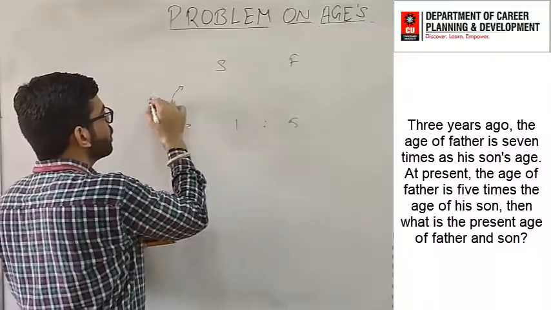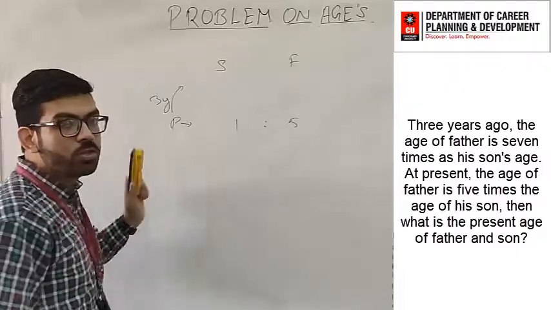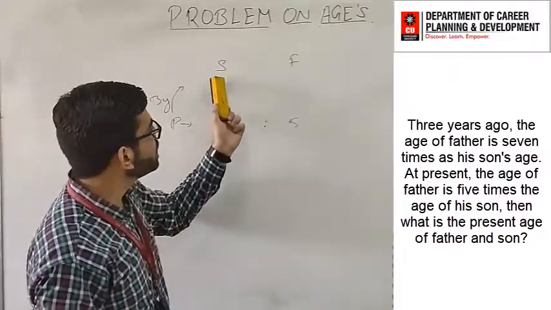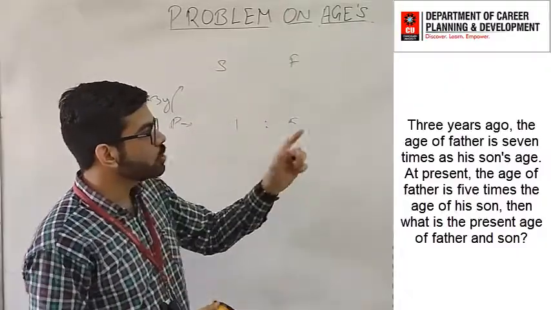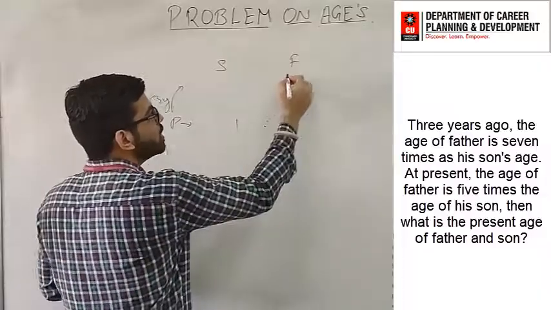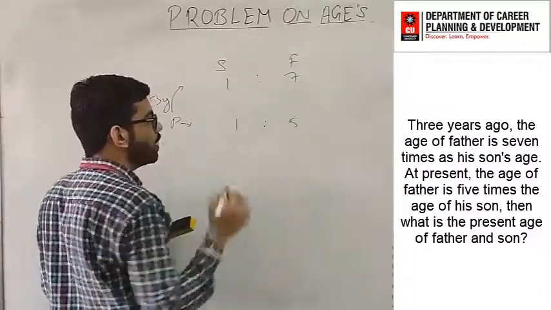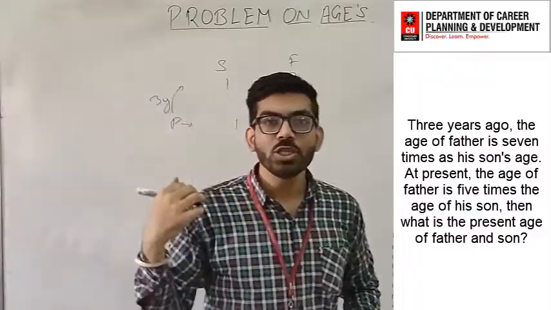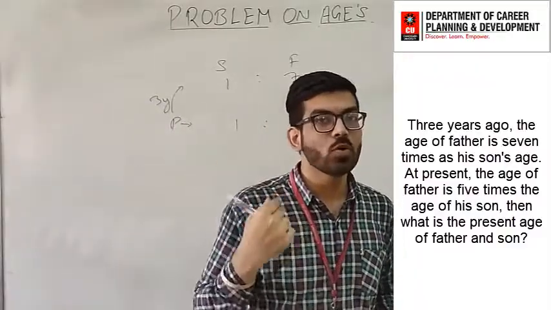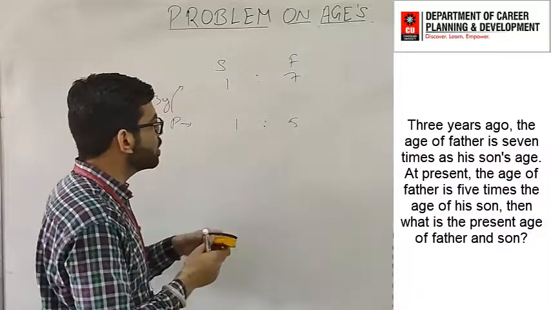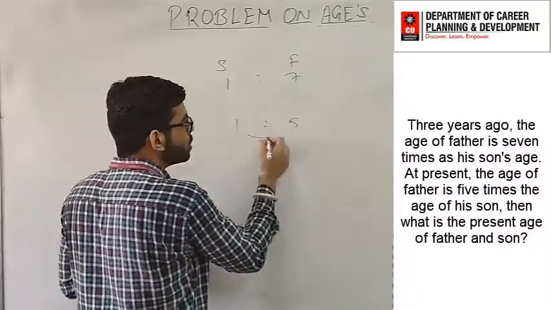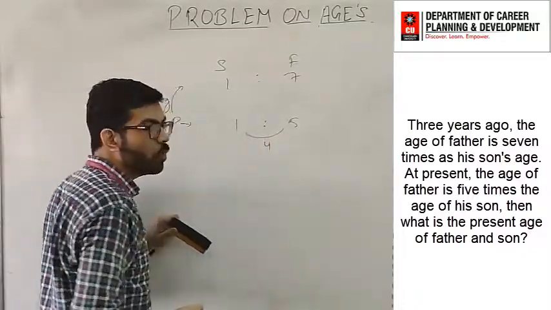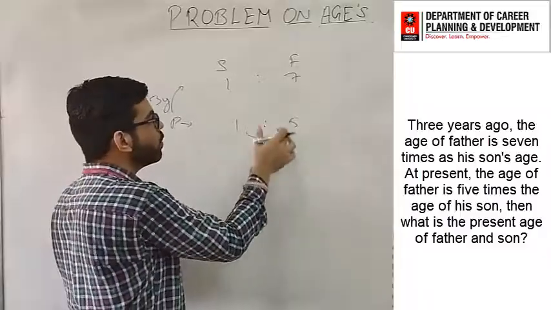So from here, 3 years back, the ratio between son and father comes out to be, the age of father is 7 times. That means that will be 7:1. Now according to the basic concept which I have already told you, the age difference between the two persons is always the same. If we are talking about this number, the age difference between these two numbers is 4 in terms of ratio.